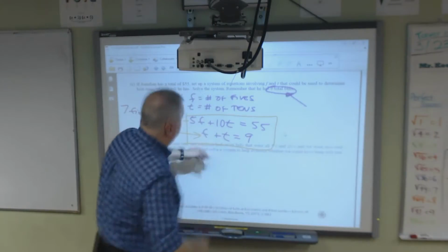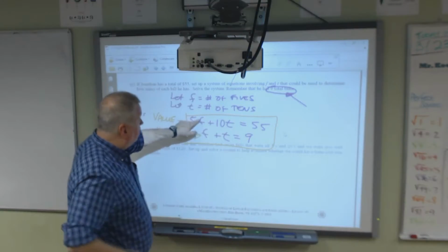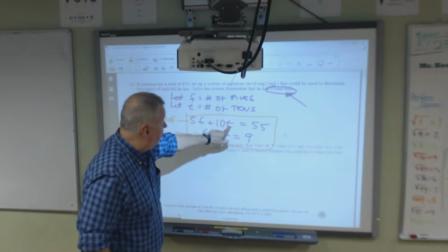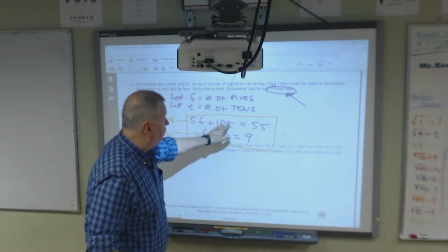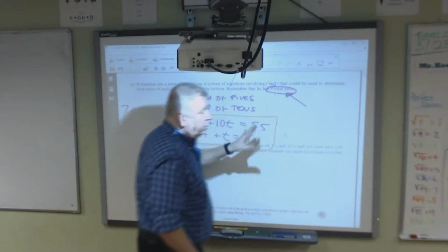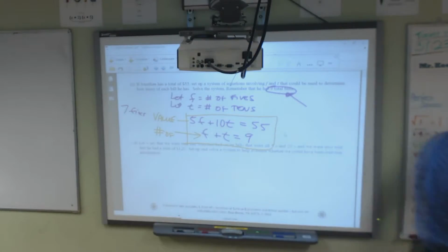The other equation looks at the value of those things. Each 5 is worth $5, and each 10 is worth $10. That's why you have to do the multiplying. And this tells you how much he has altogether. This is common when you see this: one of the equations will have to do with the number of things.